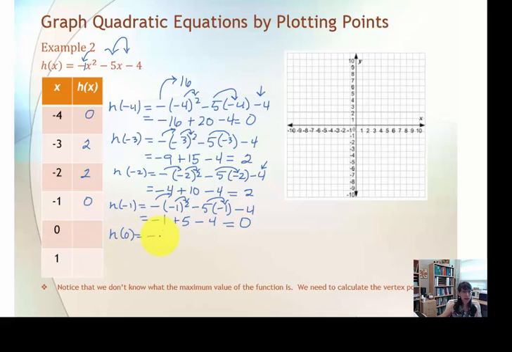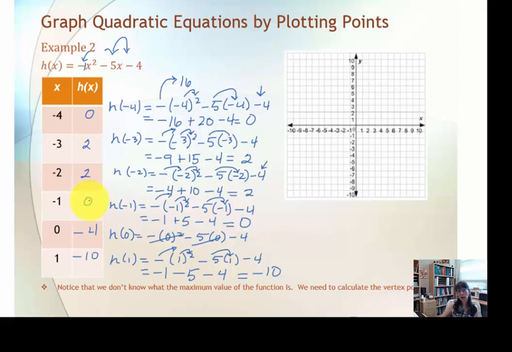Using 0, we have negative times 0 squared minus 5 times 0 minus 4. So the first and second terms are eliminated. That leaves us -4. And finally, we'll substitute +1. Negative times the quantity of 1 squared minus 5 times 1 minus 4. 1 squared is 1. Negative times 1 is -1. -5 times +1 is -5. And we have subtraction of 4 last. -1 minus 5 is -6, and -6 minus 4 is -10.